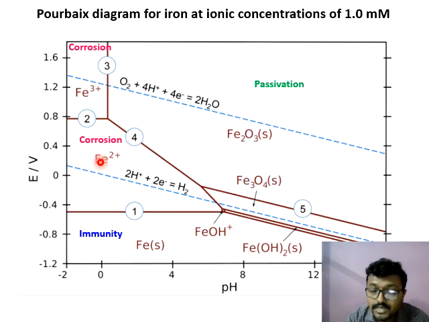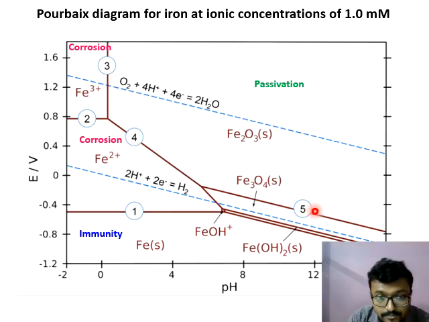Why is it pH dependent? Because in this reaction H plus ion is involved. And why is it redox dependent? Because here the oxidation number of iron is changed, right? So since it is both pH dependent and redox dependent, we are getting this slope line.